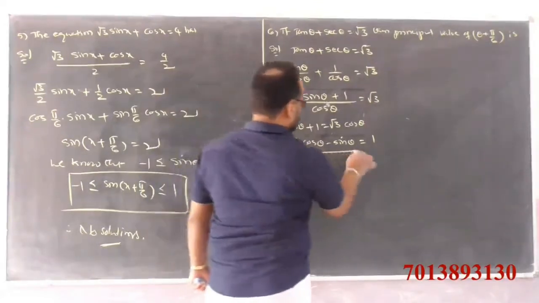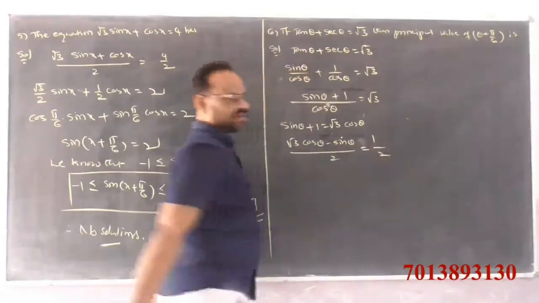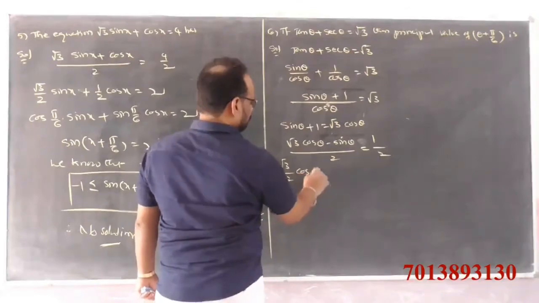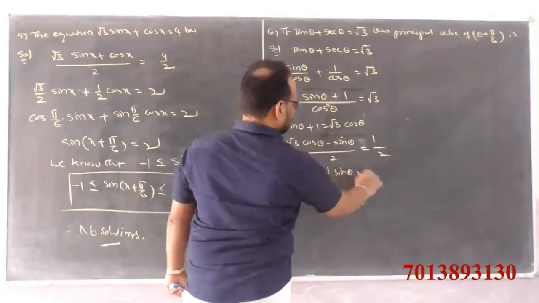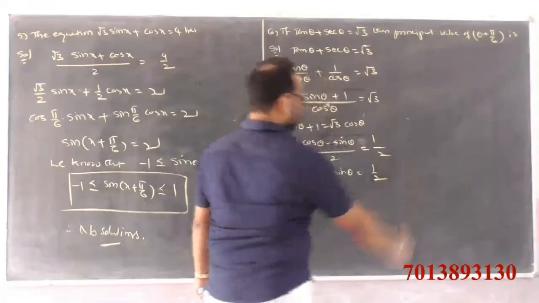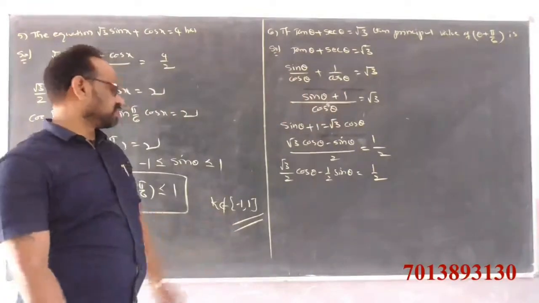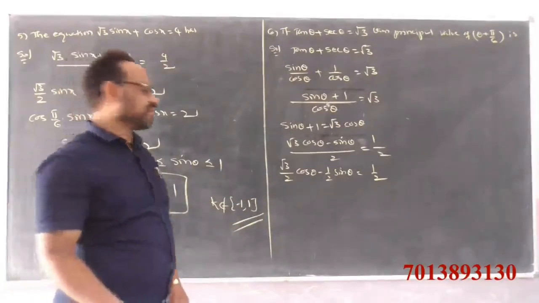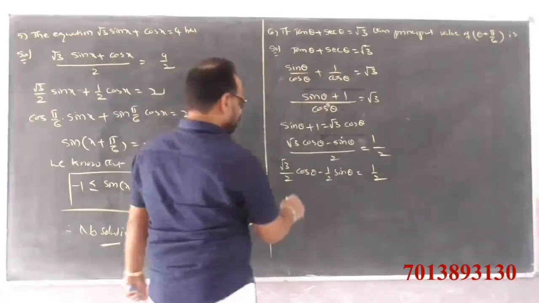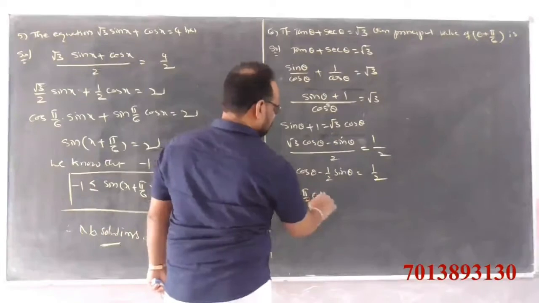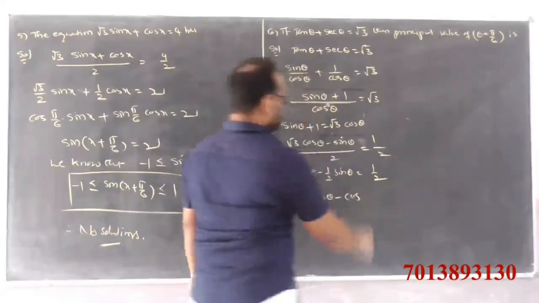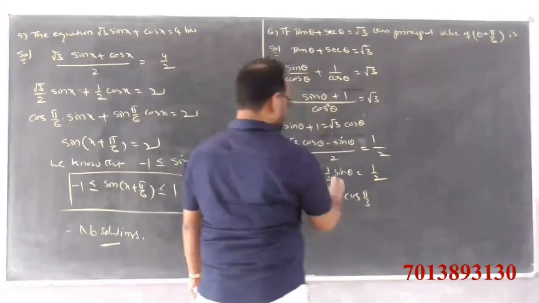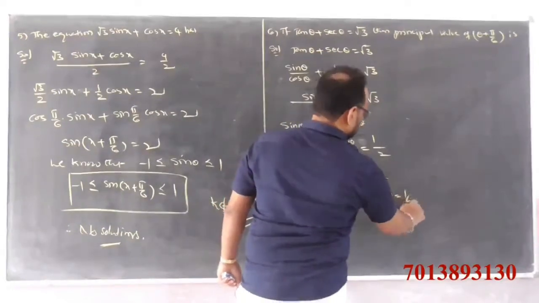Both sides divided by 2. We get, separating the numerator, square root of 3 by 2 into cos theta minus 1 by 2 into sin theta is equal to 1 by 2. Square root of 3 by 2 in terms of sine, we have the sin 60 value, square root of 3 by 2. So sin pi by 3, cos theta minus cos pi by 3 value 1 by 2 into sin theta is equal to 1 by 2.